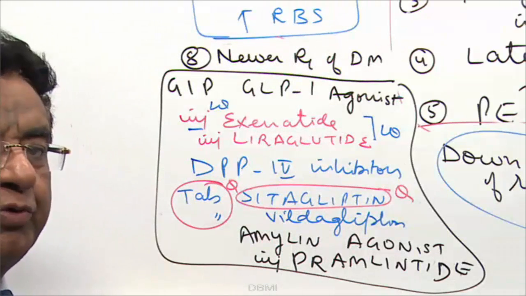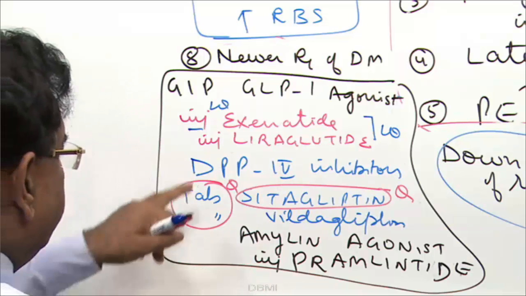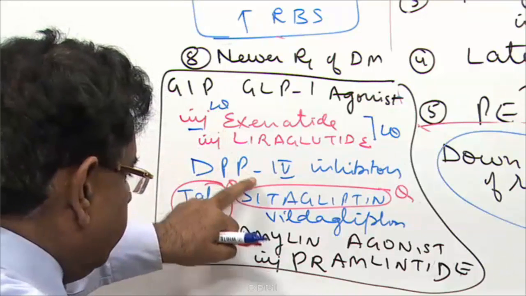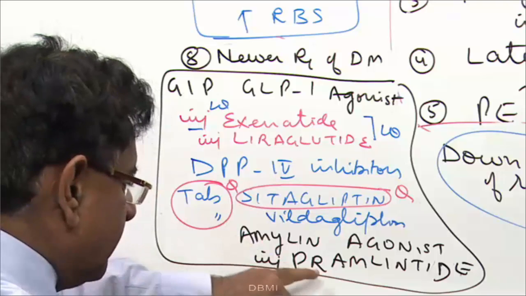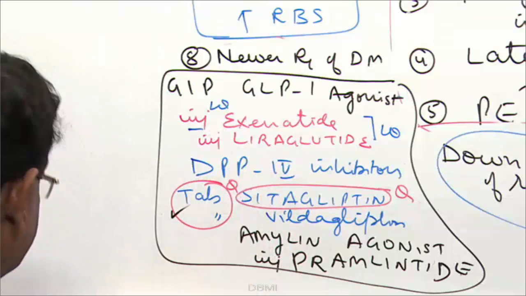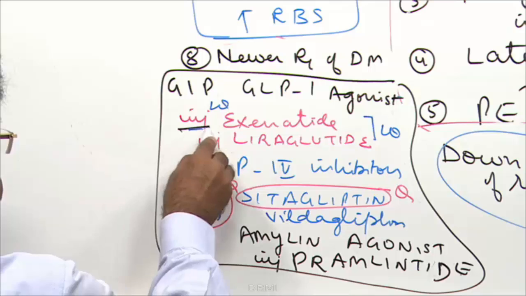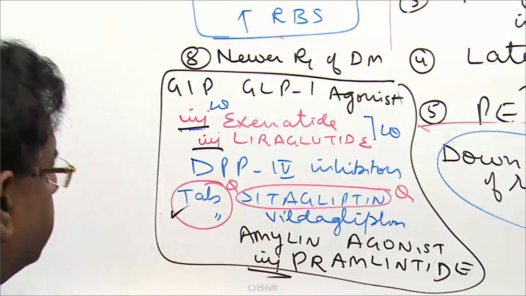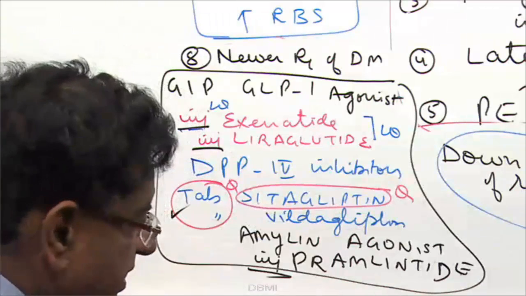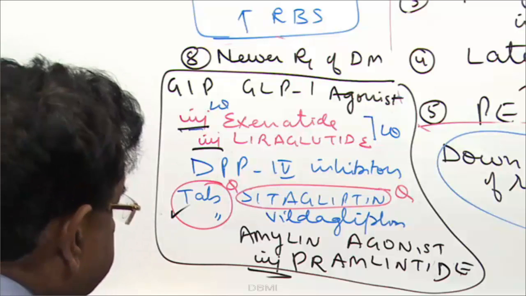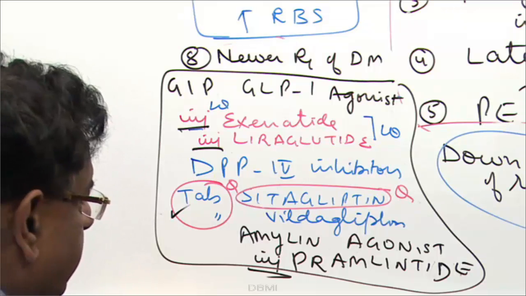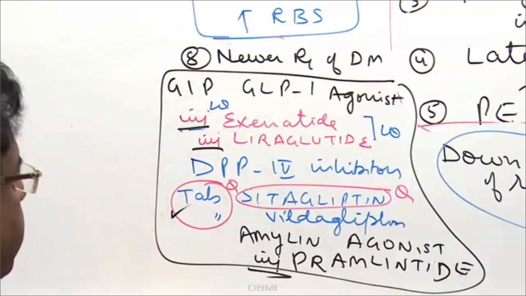So what type of question came in the last All India PG exam? Which of the following is the GIP, GLP-1 agonist? The answer was exenatide. DPP-4 inhibitor, sitagliptin. Amylin agonist, pramlintide. And out of these, which are the tablets? They are tablets, the rest are all injections. The question came in different formats, and a question regarding sitagliptin came in the May 2015 exam also. There was a question regarding exenatide also in May 2015.